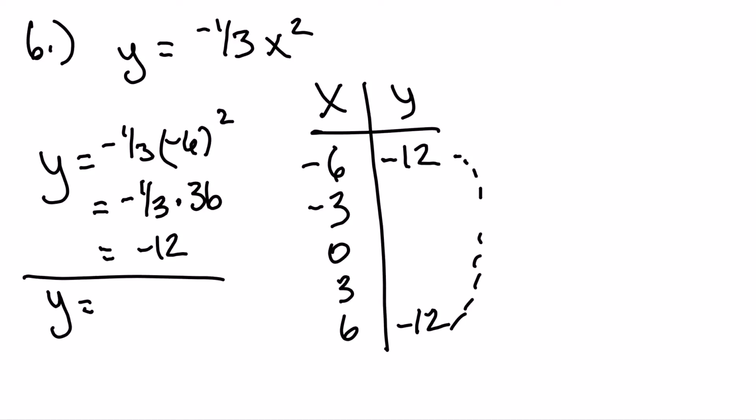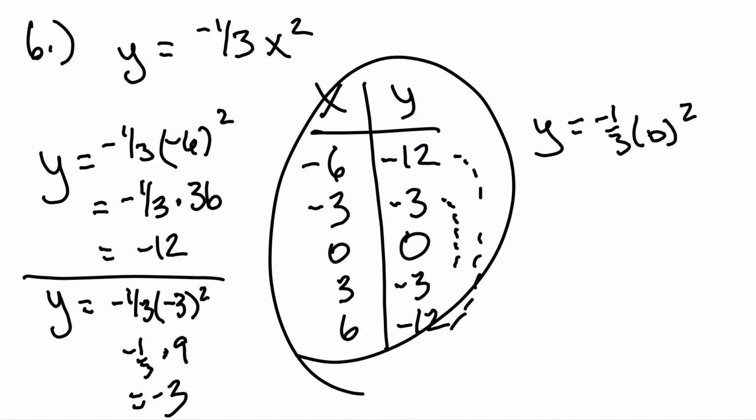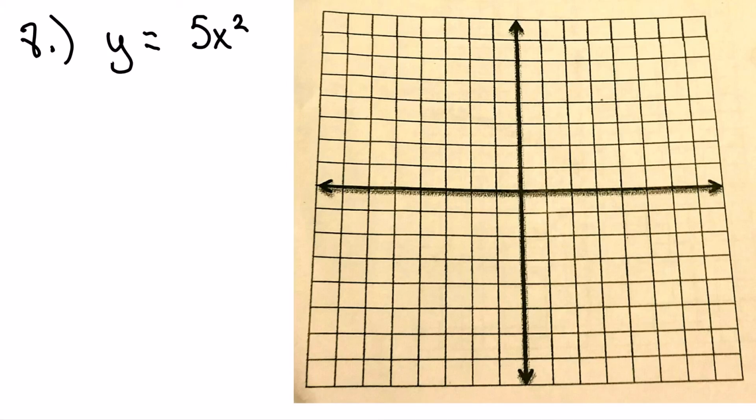Y equals -1/3. Instead of x, I put -3. It's squared. That's 9 times -1/3, which is -3. Rainbow effect tells me that 3 is also -3. Plug in 0. Y equals -1/3. Instead of x, I put 0. 0 squared is 0 times -1/3 is 0. That's it. That's your answer right there. That's it for 6.